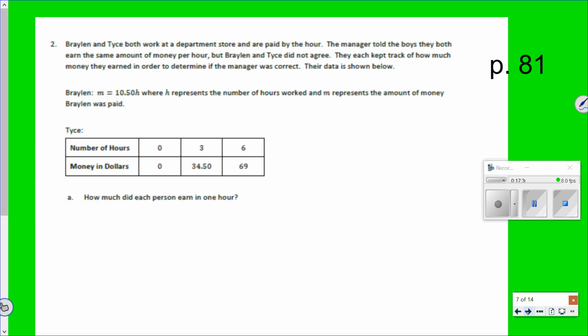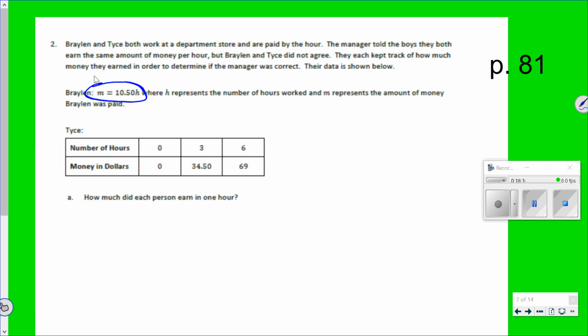Okay, let's go ahead and turn to page 81. All right, number 2. Braylon and Tice work at a department store and are paid by the hour. The manager told both boys they earned the same amount of money per hour, but Braylon and Tice did not agree. They each kept track of how much money they earned in order to determine if the manager was correct. Their data is shown below. Braylon used an equation to show his payroll, where H represents the number of hours worked and M represents the number of money Braylon was paid.